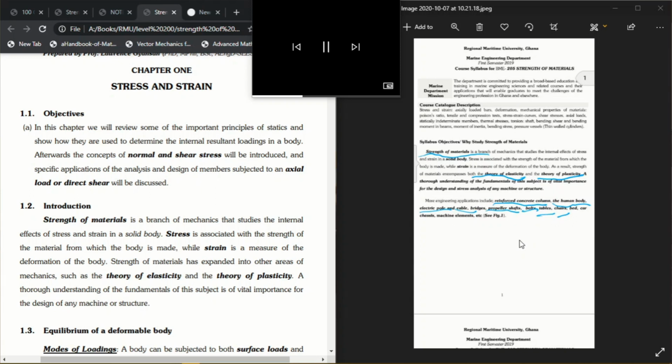So what is the importance of studying strength of material? One important thing is that if you study strength of material, we can use it to design objects within a material or within a machine or within a structure. And we can also use it to analyze stresses. We can understand the stresses that exist within a material. So these are some of the importance of studying strength of material. So we are saying strength of material is a branch of mechanics that studies the internal effect or internal stresses and strain in a solid body.